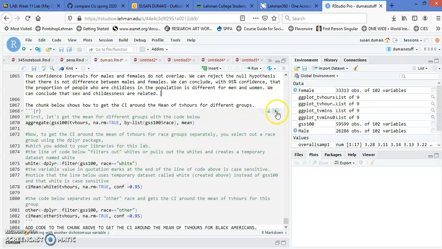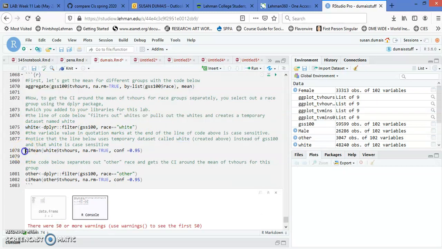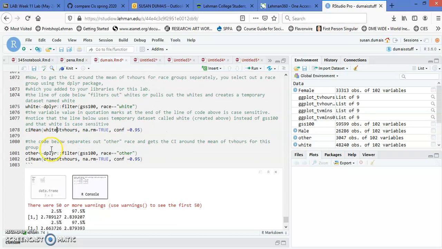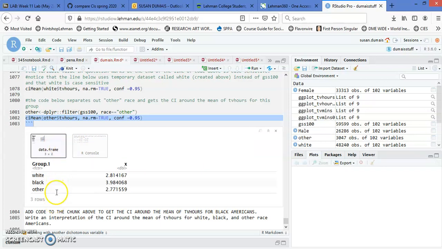Just notice in this chunk, I'm pulling out the white respondents, and then I'm getting a confidence interval for the mean hours of TV specifically for whites. And then I'm doing the same thing over here. I'm pulling out the others, and I'm getting a confidence interval for TV hours for others. And don't worry about the error messages. And let me just see what's happening over here. Okay, those are just the mean TV hours for each of our three groups.